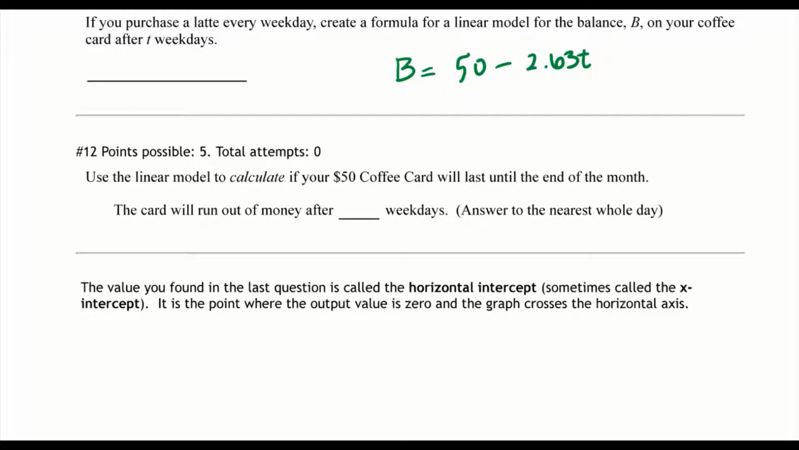And then we want to figure out when it's going to run out of money. So we're solving for t. And we're going to plug in 0 for b, because that means there's no more money. That'll tell you how many days are left, which when I do that, I get 19.